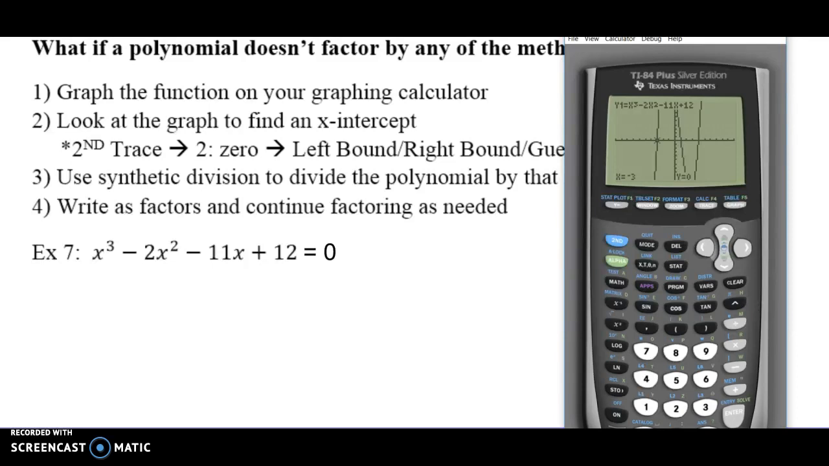Just to make sure it's not like 3.1 or -3.1, trace that number and see if it says 0. What does this one look like? Looks like a 1. So hit trace 1 and see if it is. Yeah, it's a 0. And then what does this one look like? 4. If you trace 4, it does come out to 0. So this has 3 x-intercepts and they're all whole numbers, well, they're all integers.